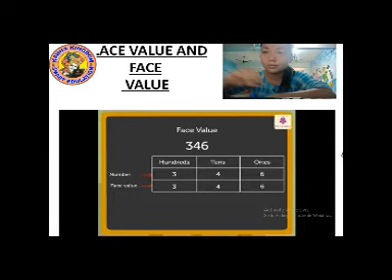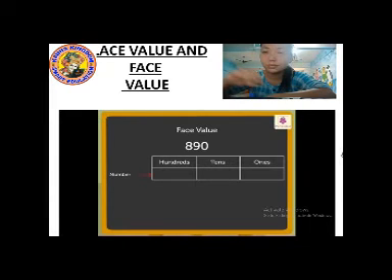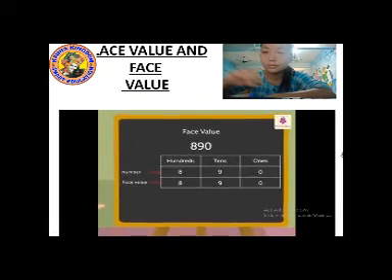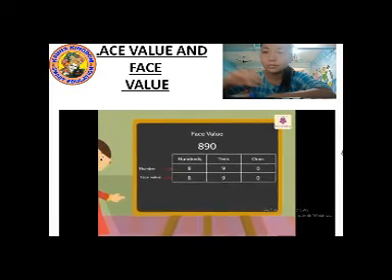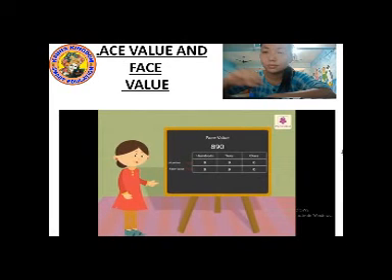Now, let us solve one more example. Look at the number 890. Here, the face value of digit 8 is 8. The face value of digit 9 is 9. The face value of digit 0 is 0. Wow! Wasn't it easy to understand the place value and face value of a digit?